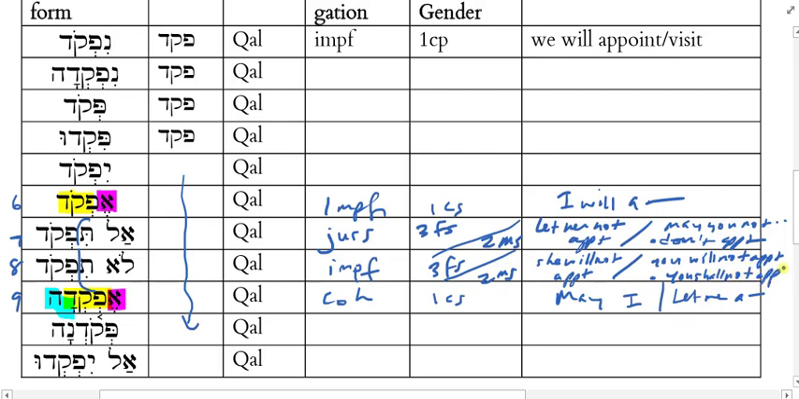So let's talk about those two differences, don't appoint versus you shall not appoint. Both of those are second person prohibitions, where I would have liked to have just said don't and use the imperative, right? But in Hebrew, I can't put negative particles in front of the imperative form.